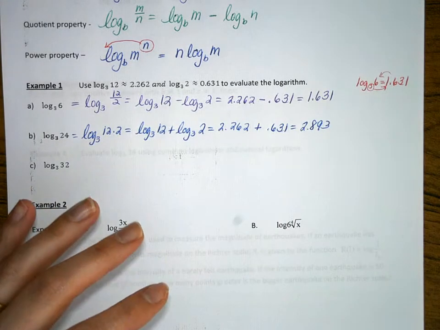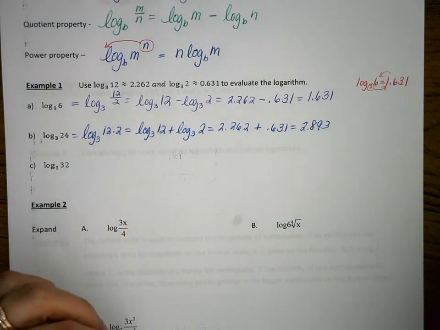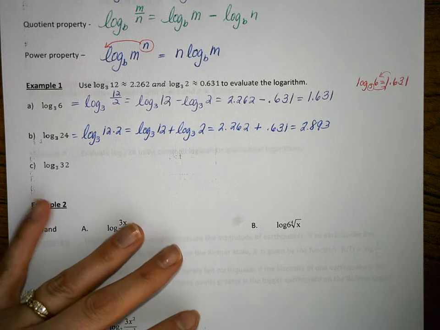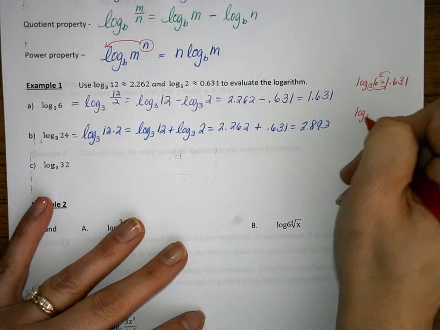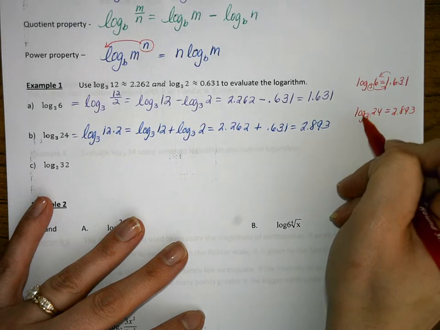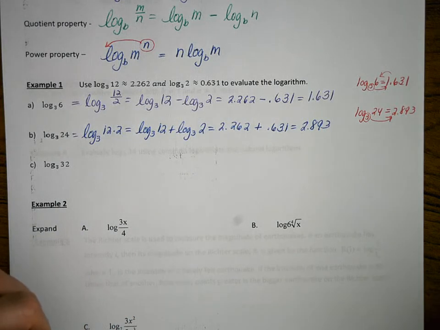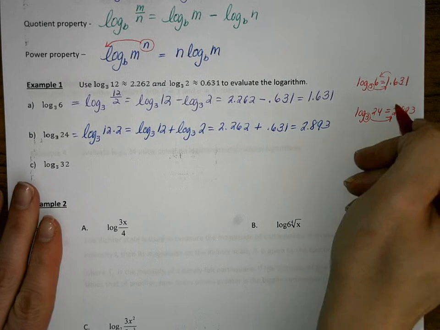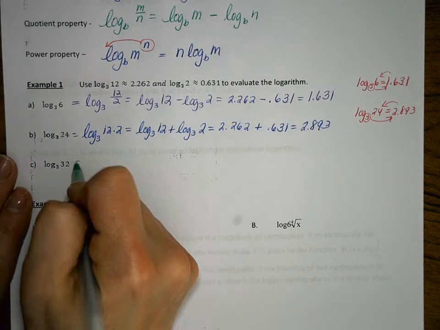$2.893. All right, Miss Tiffany, how are we going to check that? Okay, so I have log base 3 of 24, which I think is equal to 2.893. All right, I'm going to take 3 to that 2.893 power. What do you get? Pretty close to 24. Isn't this beautiful? Yep, I know everybody's heads are shaking. All right, perfect.